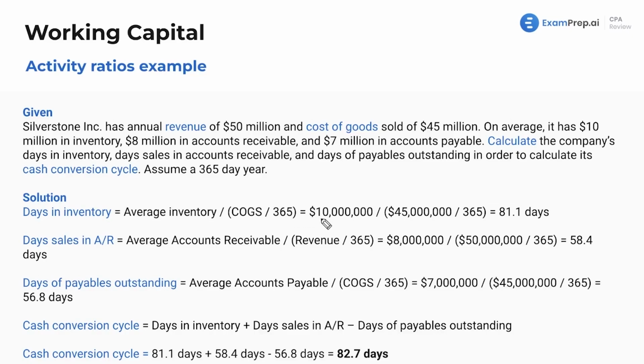We have an average of $10 million of inventory. What is cost of goods sold? Cost of goods sold is given as 45 million, divided by 365. Boom, 81.1 days. Average accounts receivable, we're doing days sales in AR. Average AR is said to be 8 million, divided by sales, revenue, divided by 365. Gets us to 58.4 days.